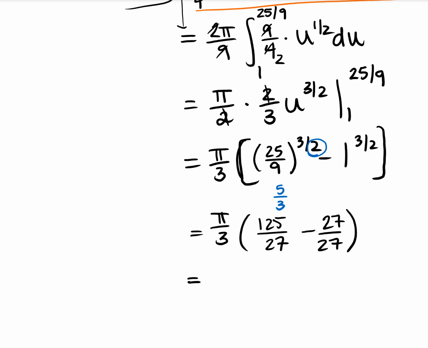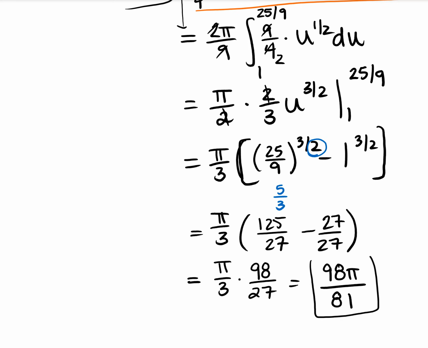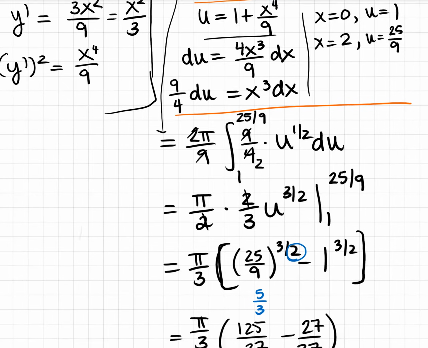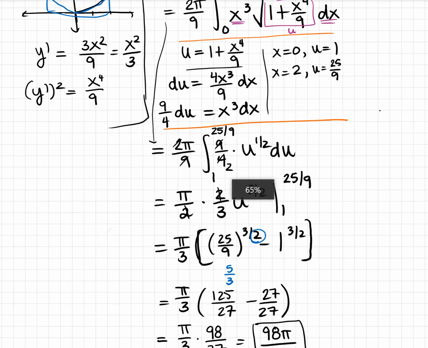So that looks like it's pi over 3 times, oh man, I hope this is right, 98/27, I think. And I don't believe 98 is divisible by 3. So it looks like we get 98 pi over 81. Sure. I don't know if that's right, but that's probably right. Anyway, I could have messed up on my arithmetic. That has happened to me before. It's embarrassing, but it's true.